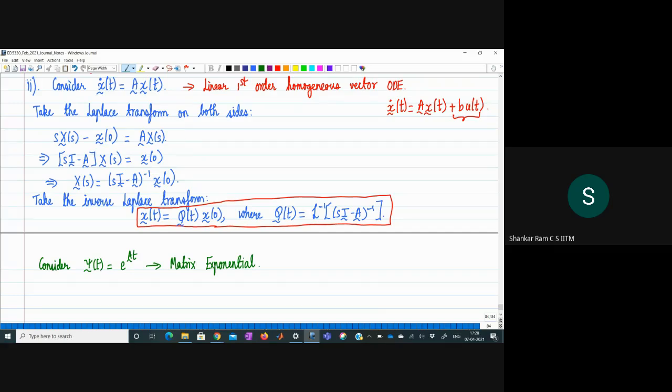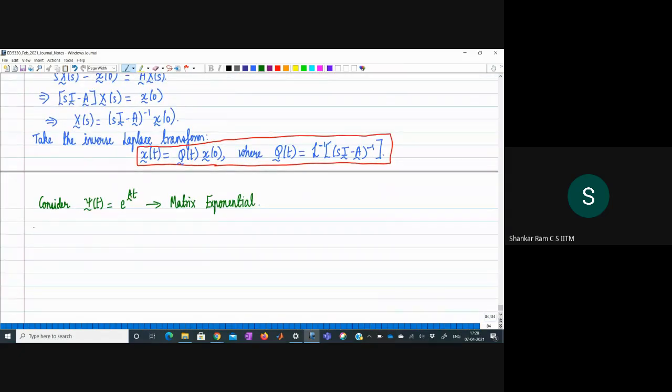So what are a few properties of the matrix exponential? I'm not going to prove them. I'm just going to present to you what some properties are, and we will be using these properties shortly.